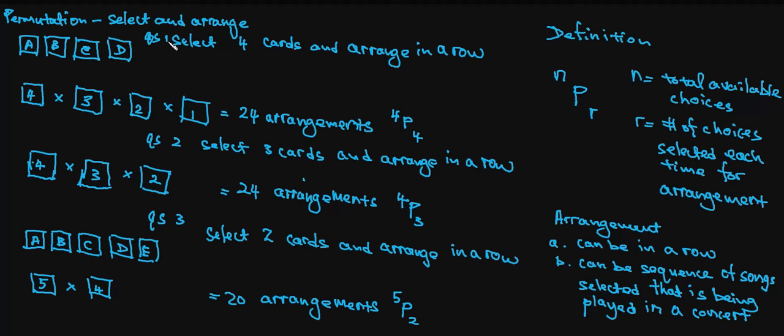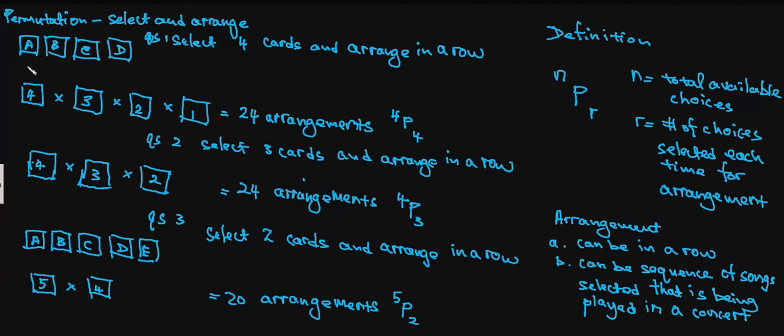Okay, question 1. Let's say you're supposed to select 4 cards from these 4 cards, A, B, C, D, and arrange them in a row. Now how do you do it? Let's look at a row of 4 positions. To fill out the first one on the left, you can pick any one of the cards. So there are 4 choices to fill up this first slot on the left.